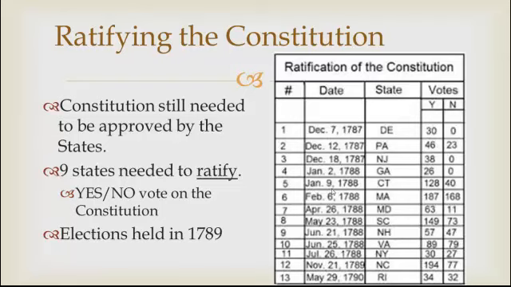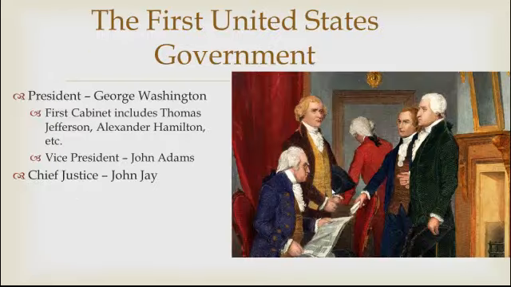And this ratification or approval came in the form of a yes or no vote on the Constitution that was held in all of the colonies. And so after the first 9 states ratified, they set up the first elections that would be held in 1789. And the first U.S. government was elected, and a lot of the people who were elected to that government are familiar faces.